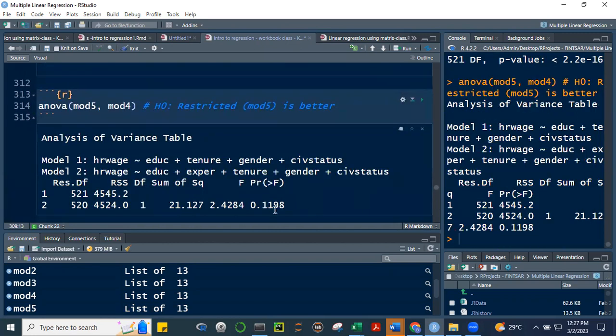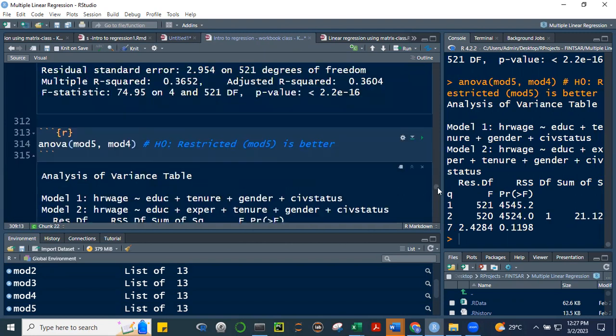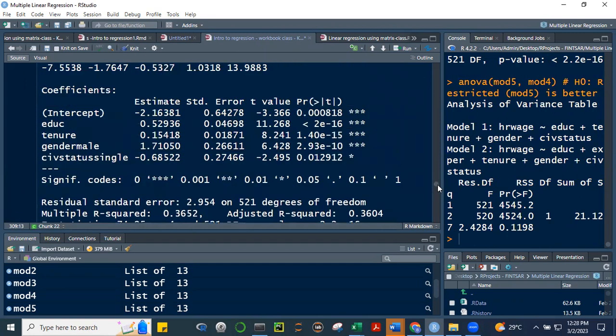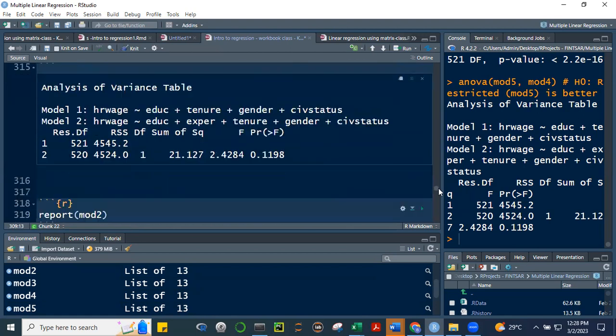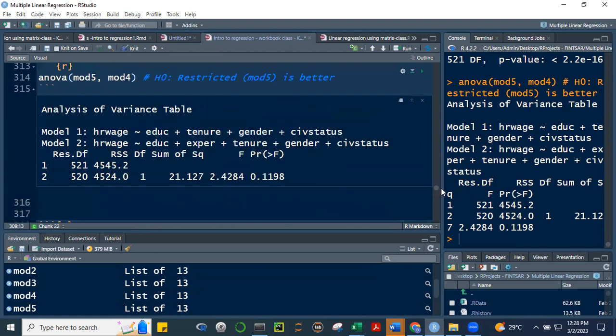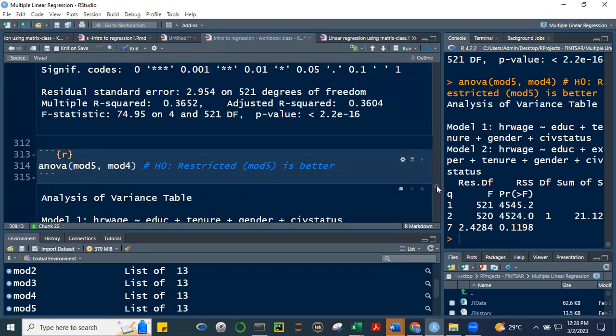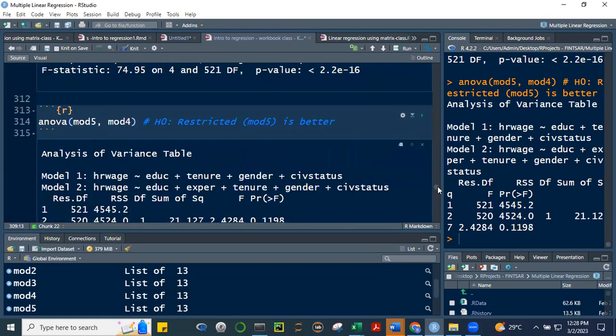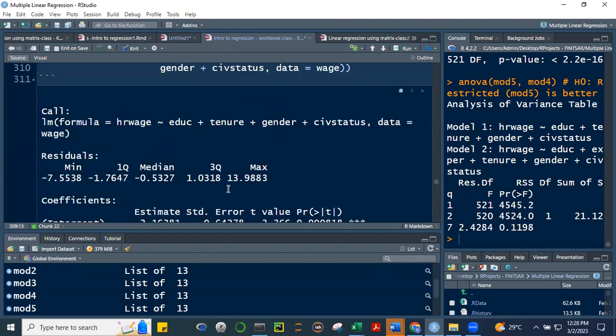Okay. 0.1198. Therefore, we fail to reject the null hypothesis that model 5 is better than model 4. So this tells us that this model, without experience, without the other variables, is better than the others. Of course, there's no need, class, to test comparing model 5 and model 3, because model 4 is already better than model 3. Why would you still compare model 5 to model 3? Okay? So this will be our final model, this one.